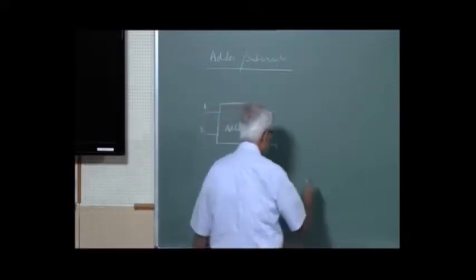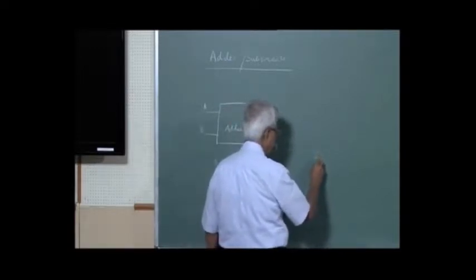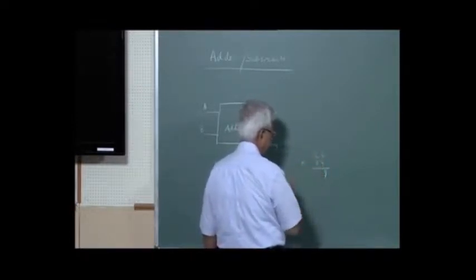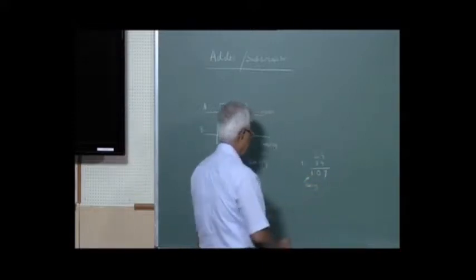You are adding 23 to 84 decimal, 3 plus 4 is 7, 2 plus 8 is 10, but I can only put a 0 here, the 1 gets carried. The same concept here.